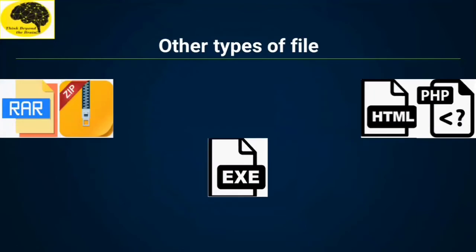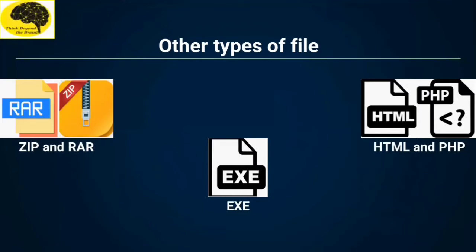Then comes our other types, which are not that important, like the first 4: audio, video, documents, and images. These are zip, rar, HTML and PHP, and exe. Now what does this do?